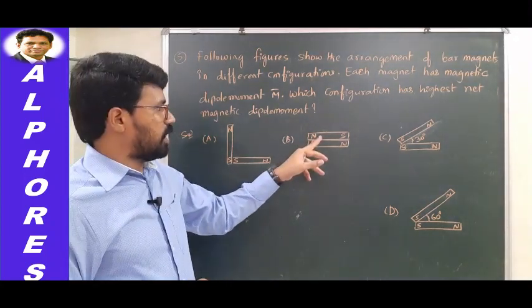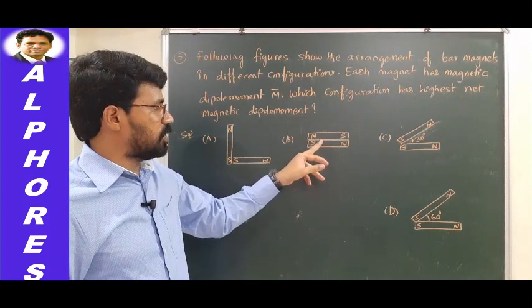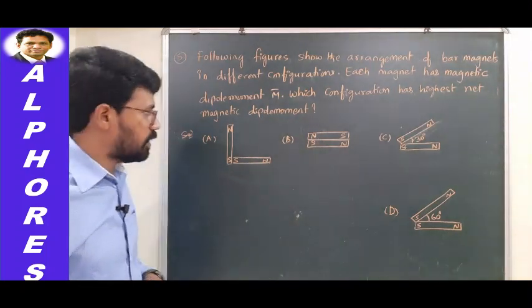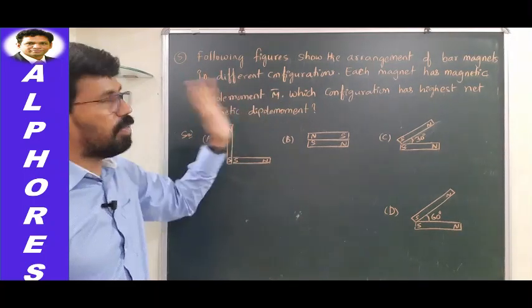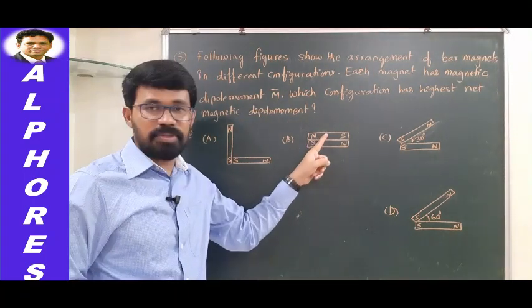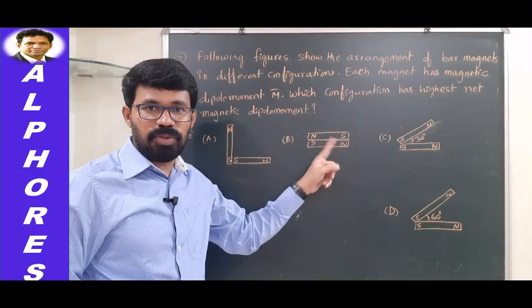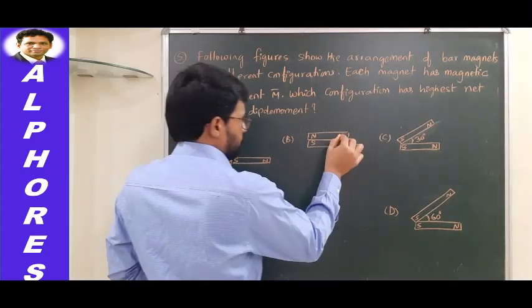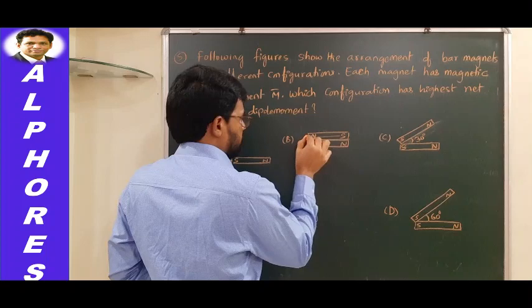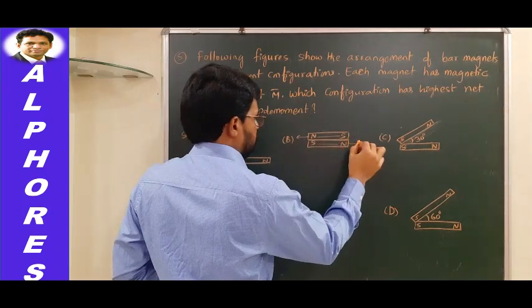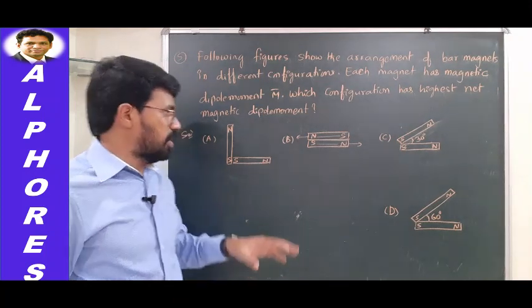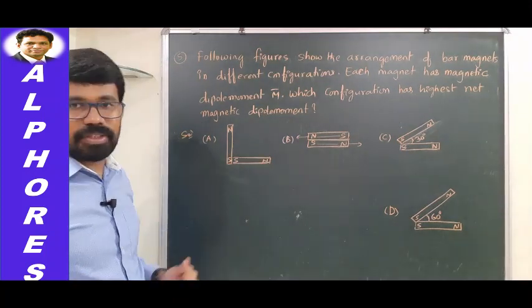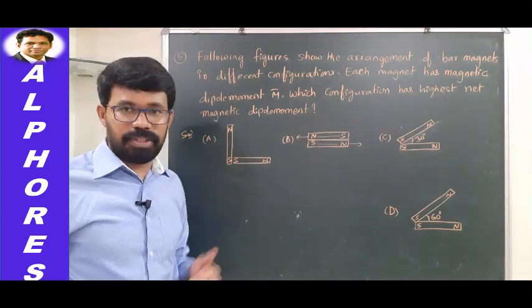Here, magnetic dipole moments of these two magnets are opposite in direction. Okay, so net value will be 0. It was said that all are having same magnetic dipole moment m bar. Magnetic dipole moment of this one is m, this one is also m. Since both are in opposite directions, what happens? Resultant magnetic dipole moment will be 0.